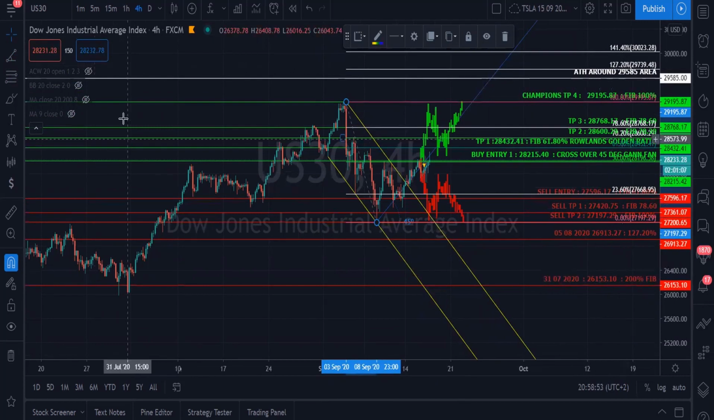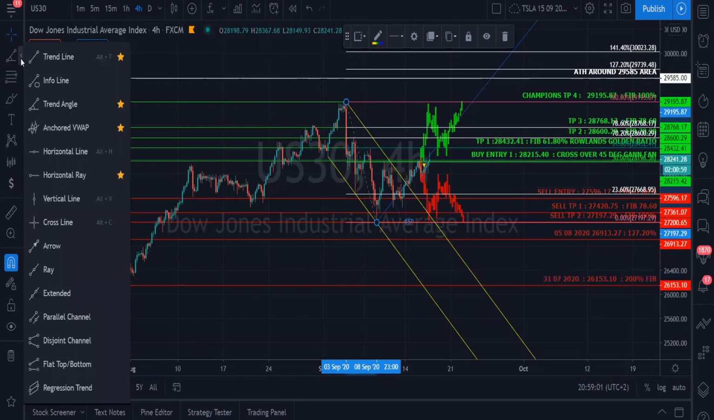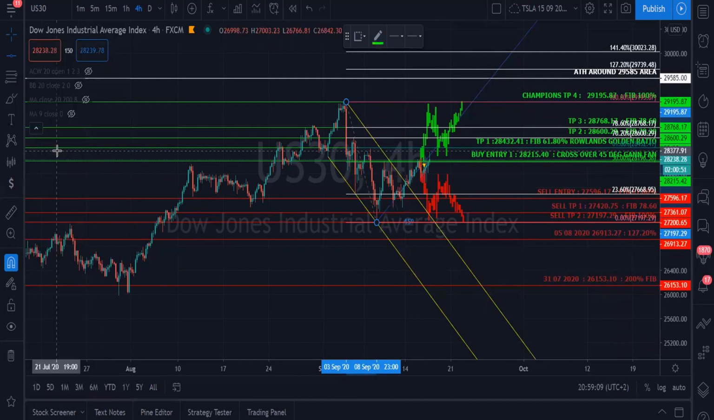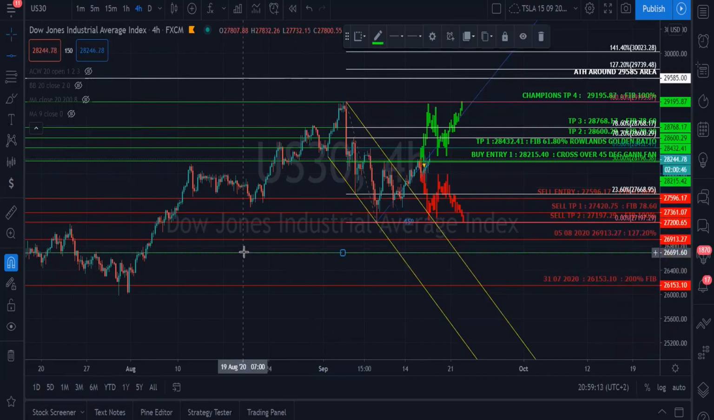You said you know how to draw a horizontal line, right? If I could just do that quickly, go into that, come down to here, which is horizontal line. You can see that, right? I will click on that, and let's click anywhere on the chart. There we are, right here, and that line comes in there. You do not know how to edit this line and put these notes, am I right? Yes, I don't know.